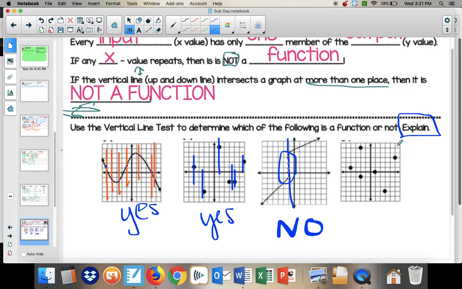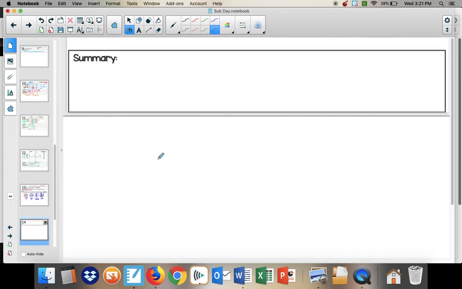Now let's look at this last one. One time, one time, one time, 2 times. Uh-oh, right there. Again, not a function. So the first 2, yes, a function because it only crosses once on the line or in the point. And the last 2, no, because when doing the vertical line test, it crosses through more than one value of the input.